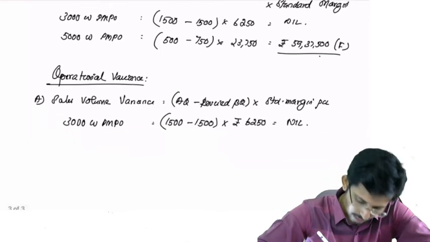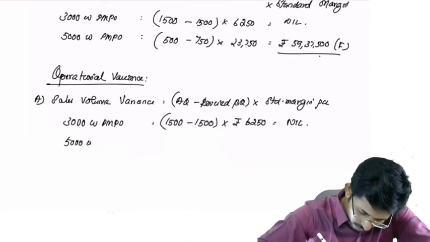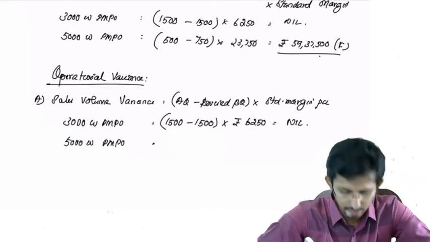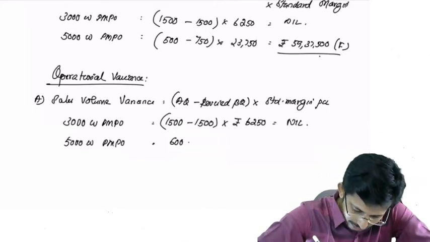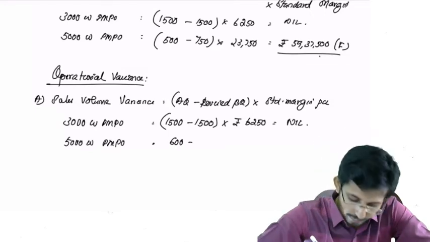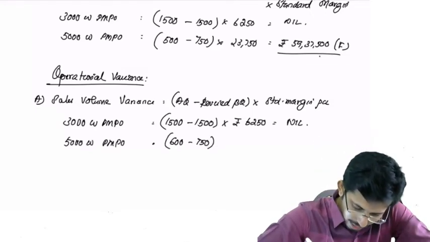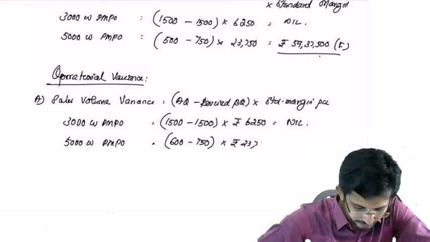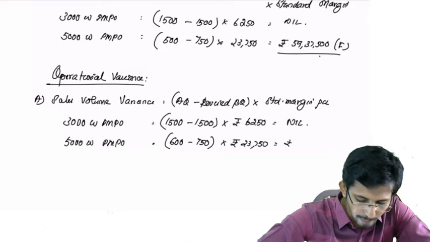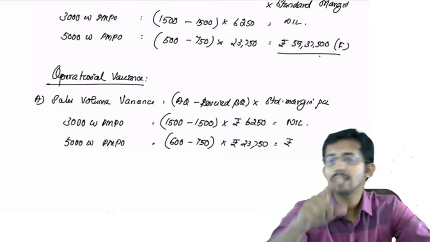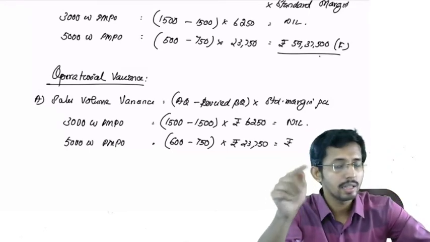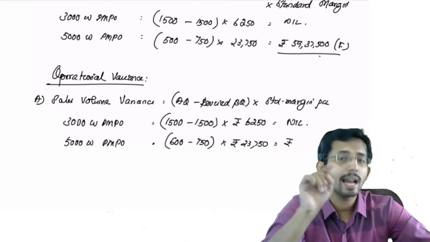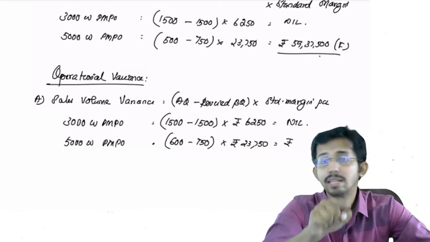Now next is 5000 watt PMPO. What was the actual quantity? Actual quantity was 600, but what is the budgeted quantity? 750. Okay, and how much is the standard margin? 23,750. See, what has actually happened is, when the market size has increased by 50%, he ought to have sold how many units? 750 units. But how many units actually did he sell? He sold only 600 units.